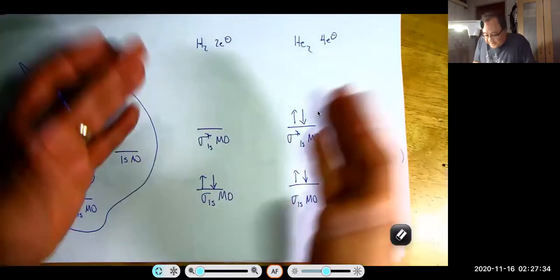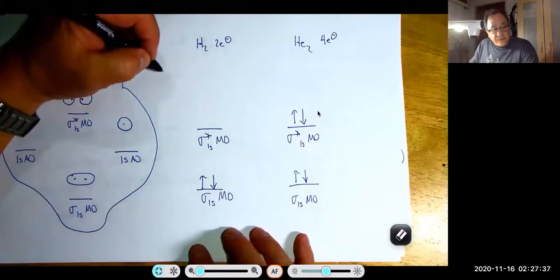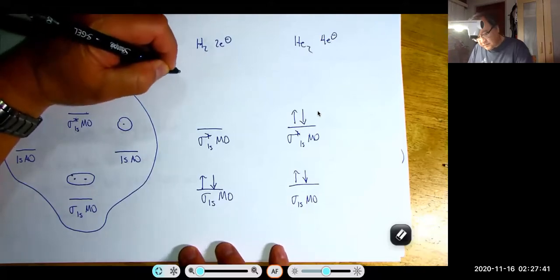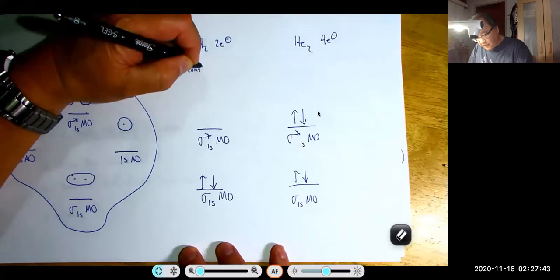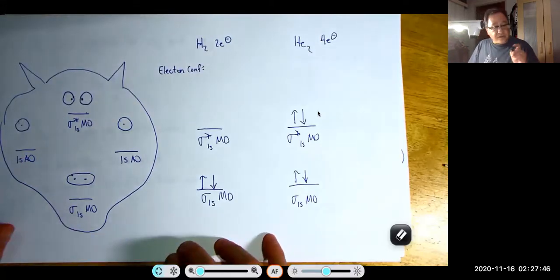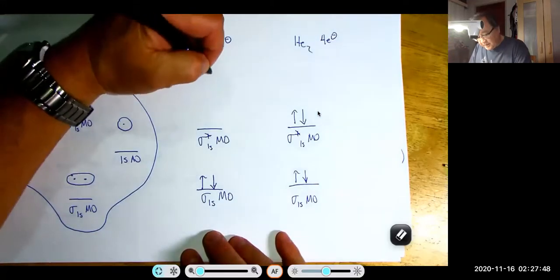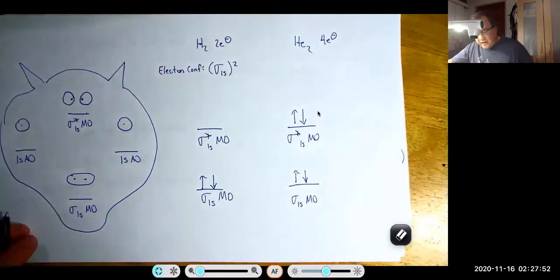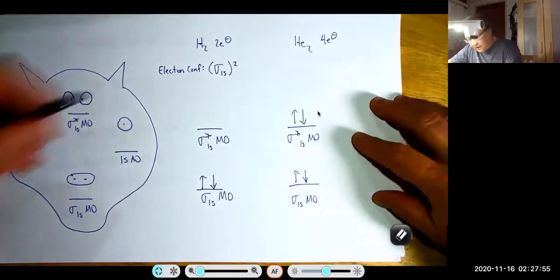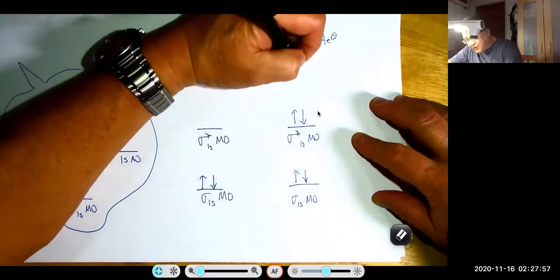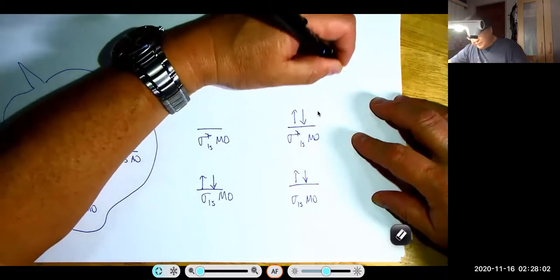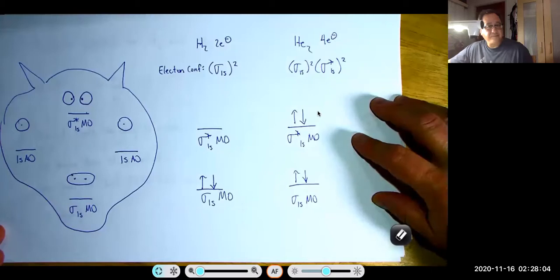So what does this mean? Well, there's something called the electron configuration. And for H2, the electron configuration is written as follows: sigma 1s2. And for He2, it's written as follows: sigma 1s2 and sigma star 1s2. Okay? Now, here's how we interpret those.